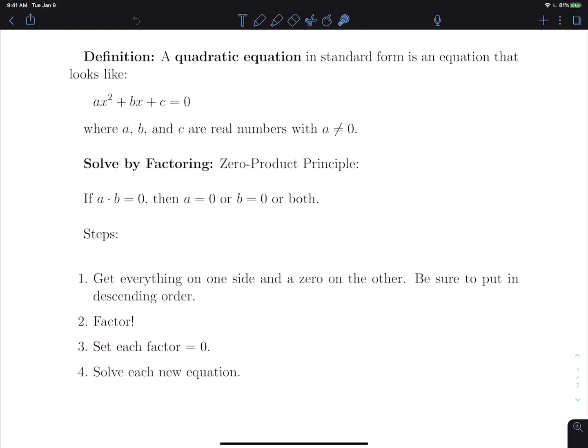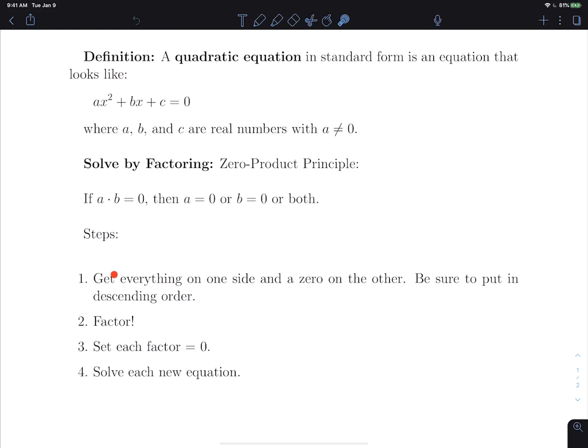And to solve by factoring, we have the zero product principle. It says if a times b equals 0, then a equals 0 or b equals 0 or both equal 0. Now, why is this so important? Well, if you have a trinomial, you can factor that, right? A times b equals 0. So you'd set the first factor equal to 0 and set the second factor equal to 0, solve both of those, and there's your solution.